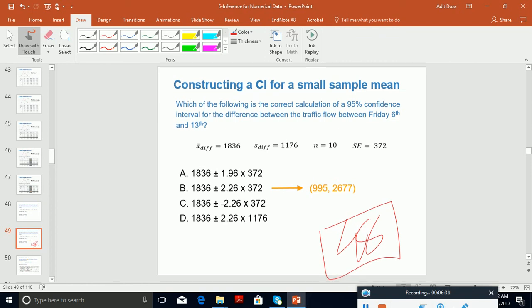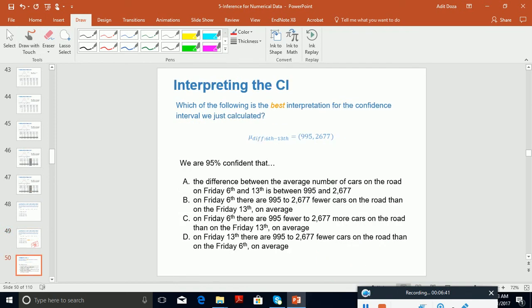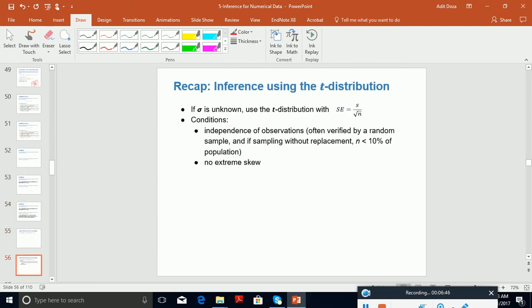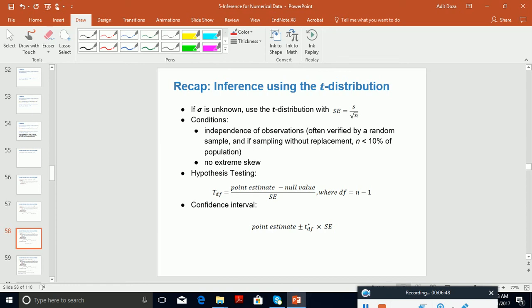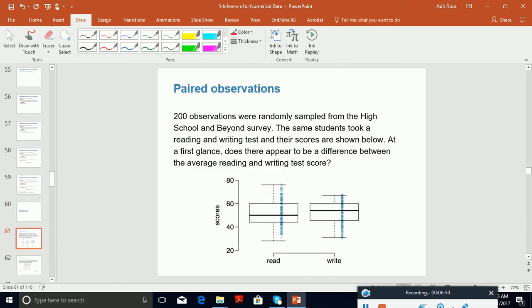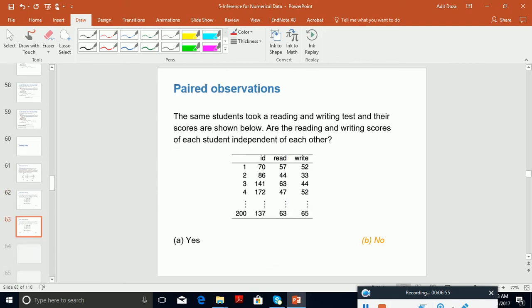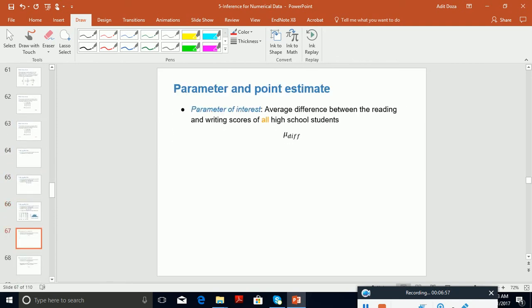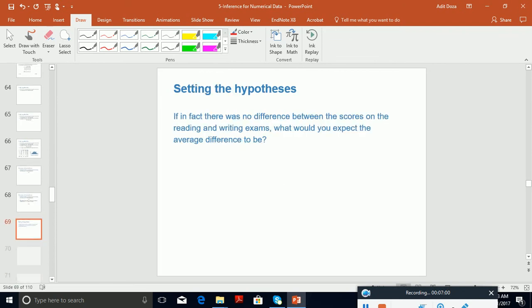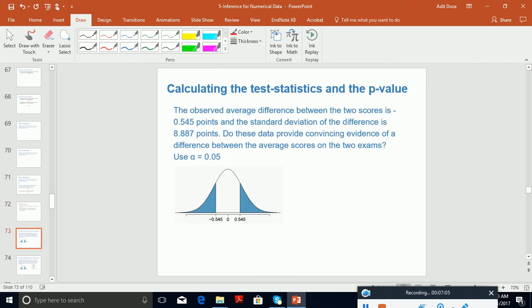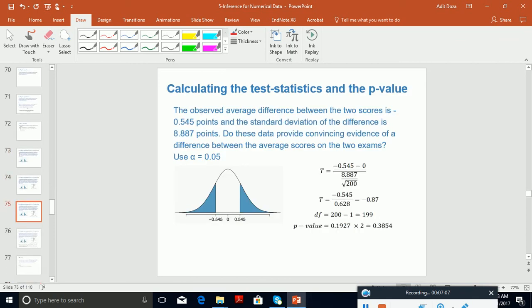So 3-4 questions would come from chapter 5, and the descriptive questions would come from the econometrics part, right? I am not covering the synthesis part, and paired data I have omitted from the exam. Paired data is from slide 60 to 67 or 68. You don't need to worry about the paired data.